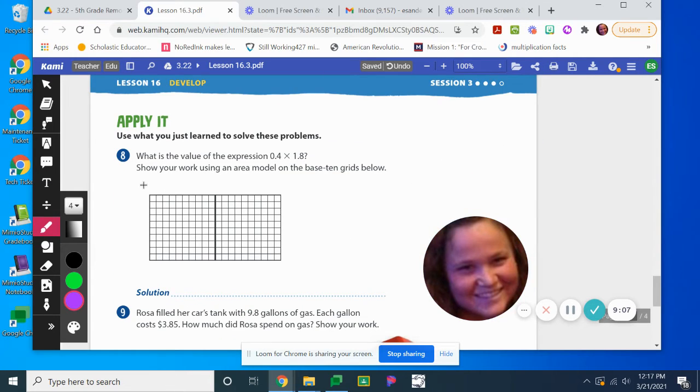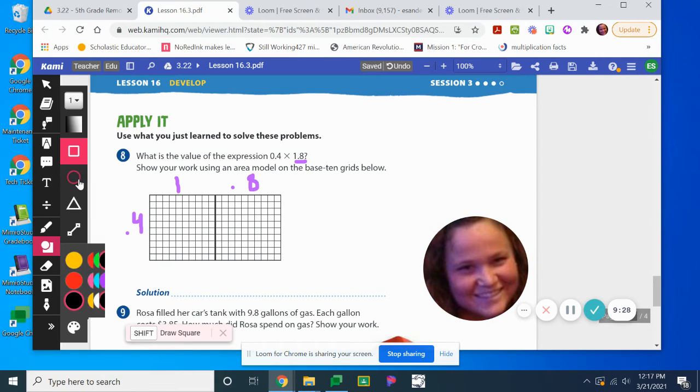So if we apply our knowledge here, I've got 0.4 times 1.8. Show your work using an area model on the base 10 grids below. So here I'm going to go across, this is my bigger number, so I know that this is 1 and 0.8, and this is going to be 0.4. So 1 and 8 tenths, and then 4 tenths. And I get to use my really cool rectangular systems here. All right, so 1 and 8 tenths would be this whole plus 1, 2, 3, 4, 5, 6, 7, 8. And I would come all the way down with it.